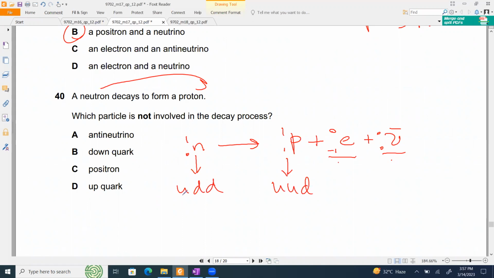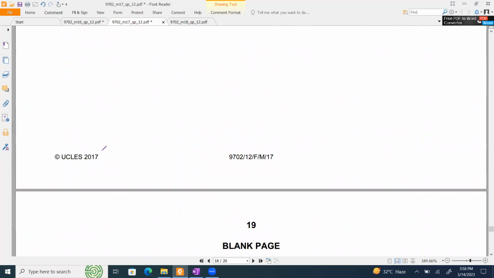Now tell me, this U remains U. This D is converted into U. This D remains D. And the electron remains the same. Now, which particle is not involved in the decay process? Antineutrino, positron. Okay, you said positron. Fine. The down quark is also involved, and a positron is not there anywhere. So positron is the right answer.